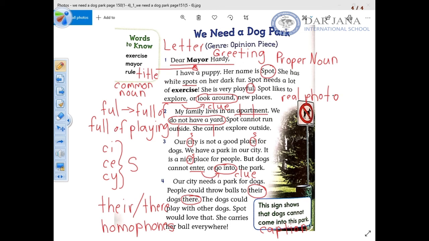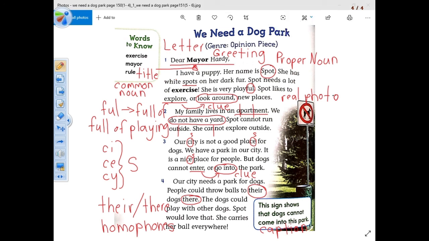So, let's read paragraphs 1 to 4 again, and we'll just explain afterwards. We need a dog park. Dear Mayor Hardy, I have a puppy. Her name is Spot. She has white spots on her dark fur. Spot needs a lot of exercise. She is very playful. Spot likes to explore or look around new places. My family lives in an apartment. We do not have a yard. Spot cannot run outside. She cannot explore outside. Our city is not a good place for dogs. We have a park in our city. It is a nice place for people, but dogs cannot enter or go into the park. Our city needs a park for dogs. People could throw balls to their dogs there. The dogs could play with other dogs. Spot would love that. She carries her ball everywhere.